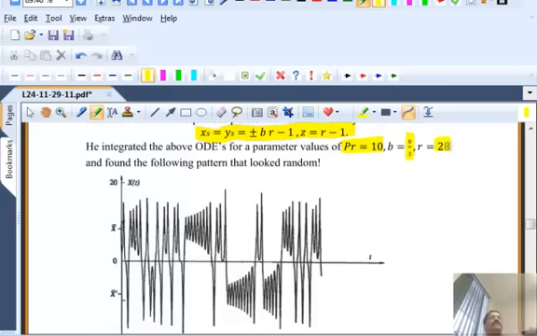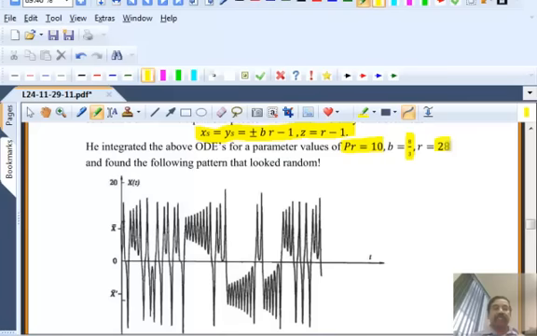He said, why is my solution so dependent on the initial condition? Why do I have to put all 6 significant digits? And since then, it has come to be known as sensitive dependence on the initial condition, one of the features of any chaotic system. And what he saw was this kind of a picture.